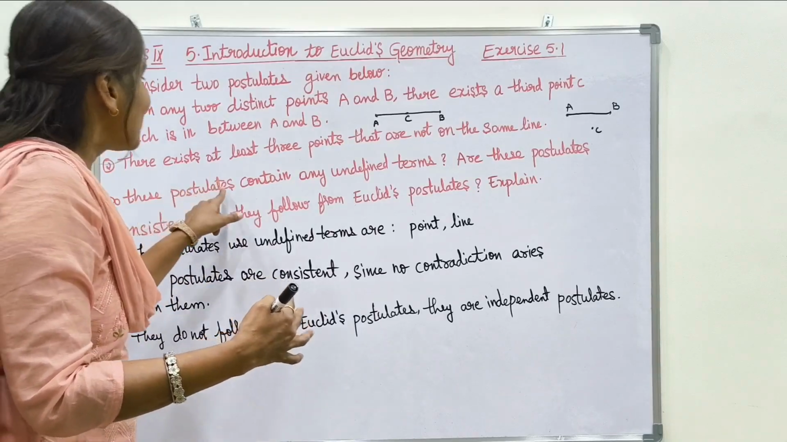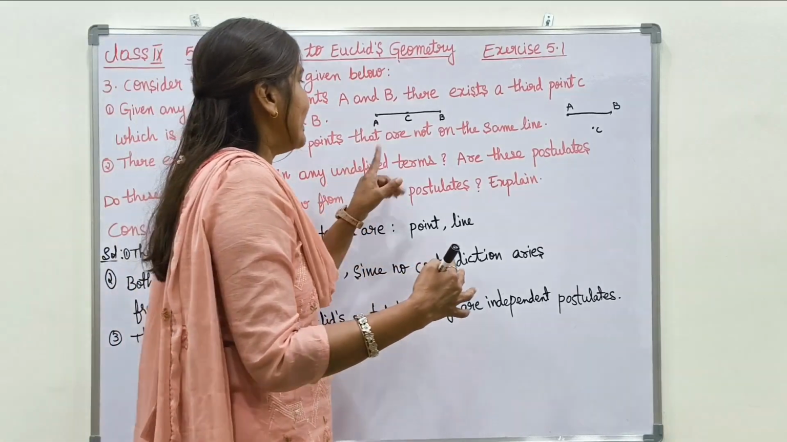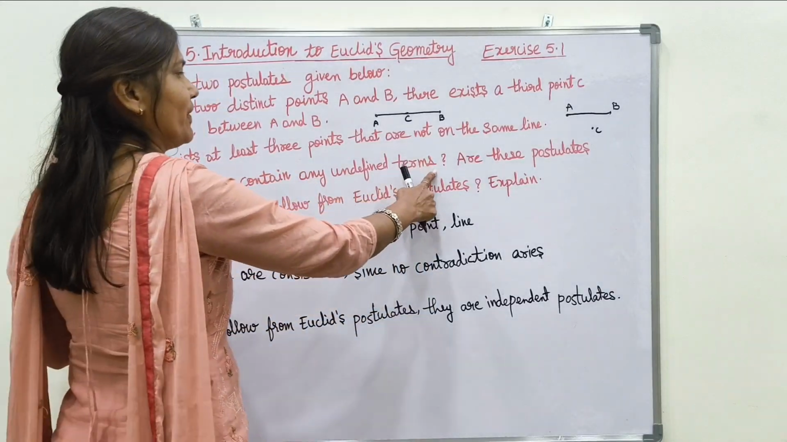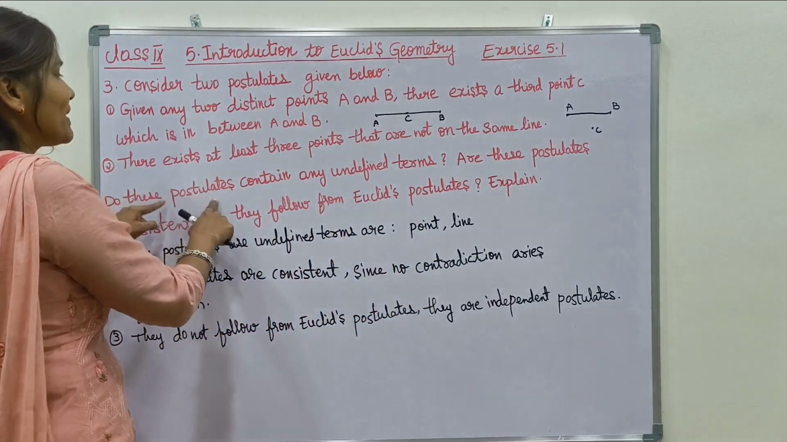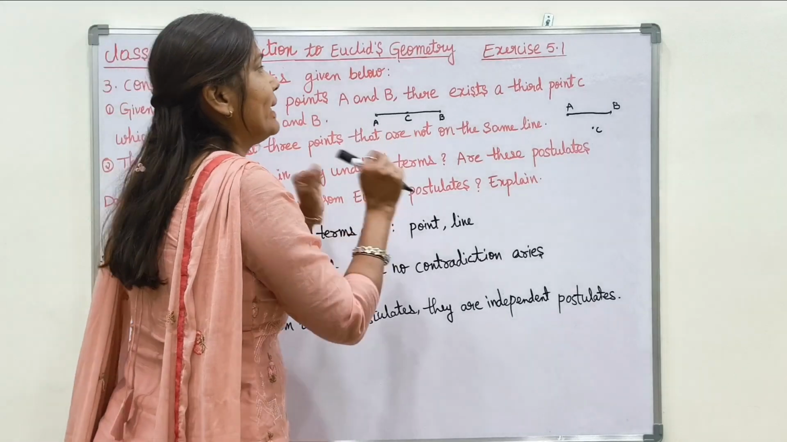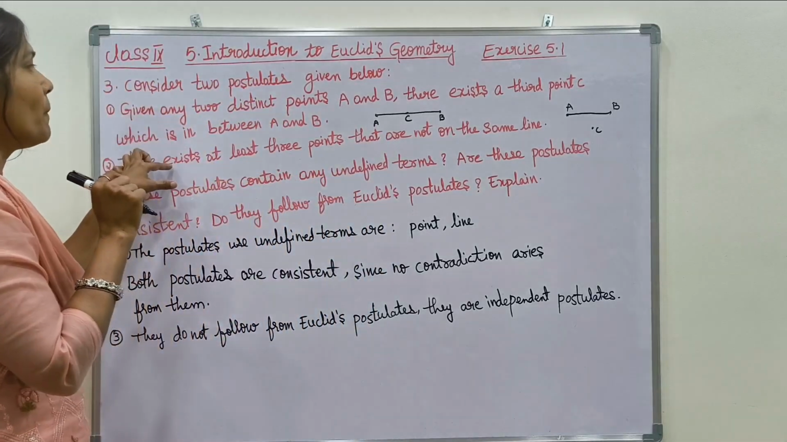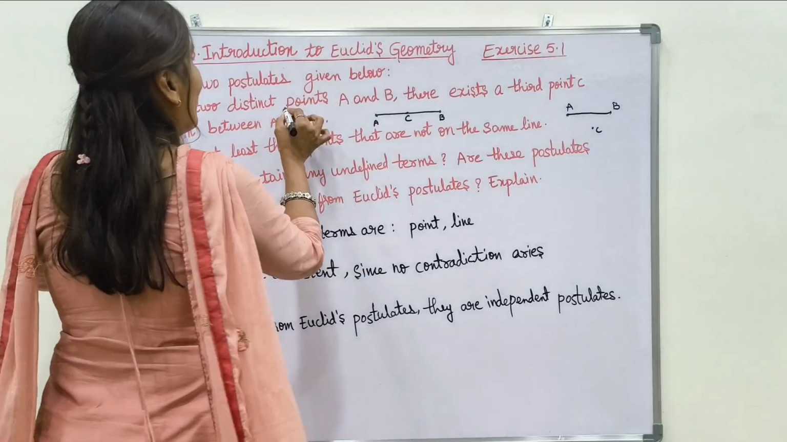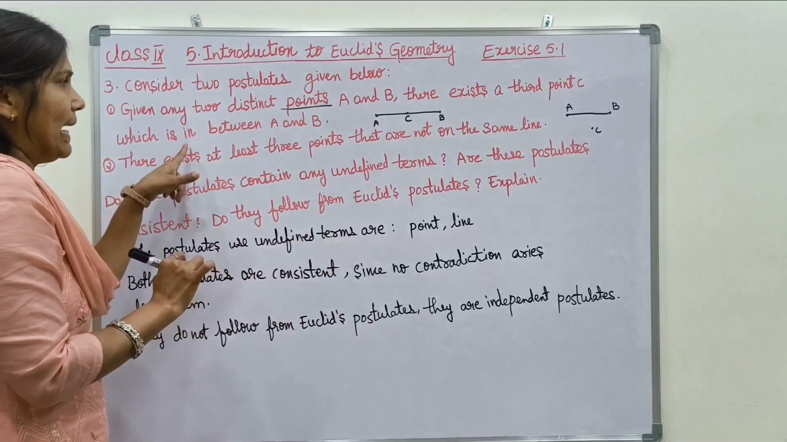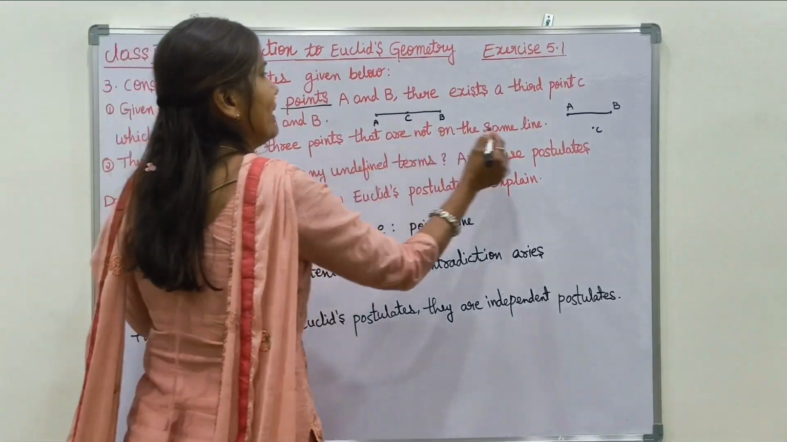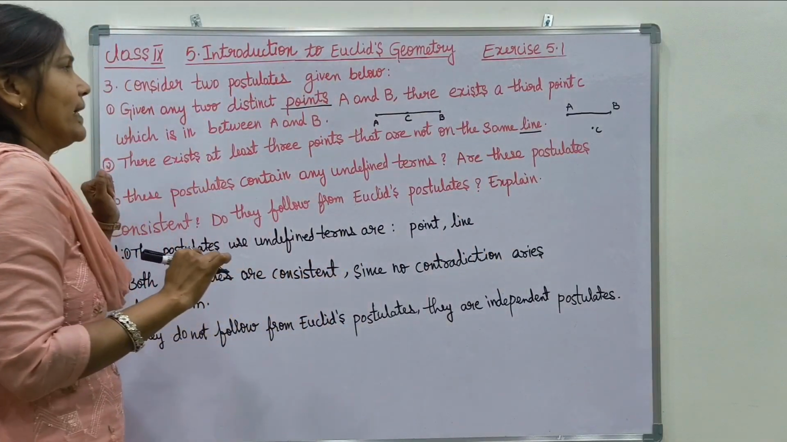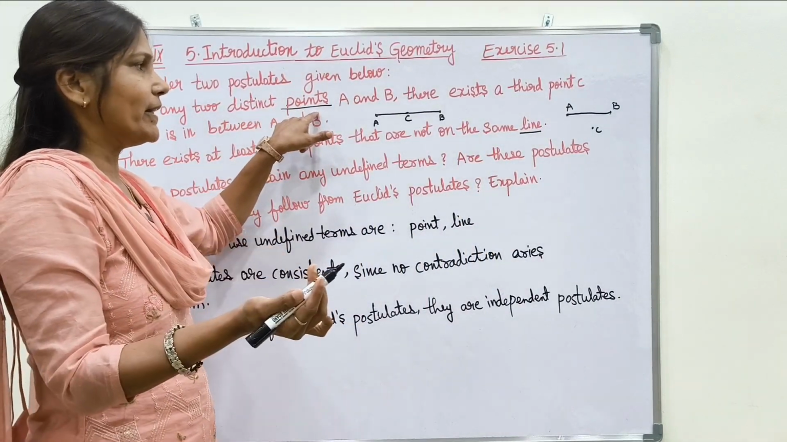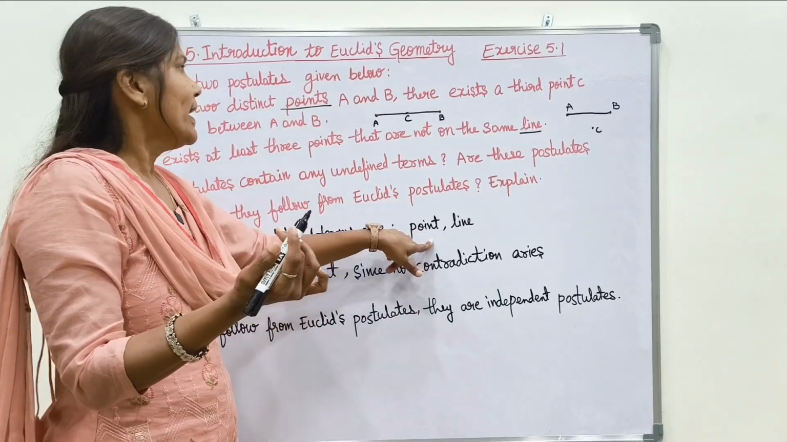See here. Do these postulates contain any undefined terms? This is the first one we have to answer. In these two postulates, are there any undefined terms? See here. Here point is there. Point is an undefined term. In this one, see here, line is there. Line is also an undefined term. Given any two distinct points, point is an undefined term. You can write it.